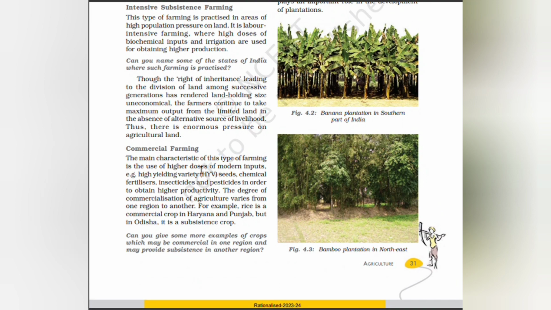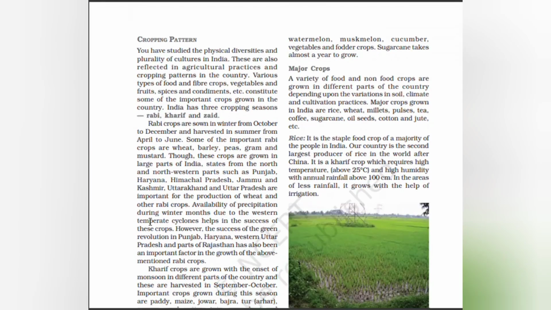Commercial farming. The main characteristic of this type of farming is the use of higher dose of modern inputs, for example, high yielding variety HYV seeds, chemical fertilizers, insecticides, pesticides in order to obtain higher productivity. The degree of commercialization of agriculture varies from one region to another. For example, rice is a commercial crop in Haryana and Punjab, but in Odisha it is a subsistence crop. Bamboo plantation in northeast. Can you give some more examples of crops which may be commercial in one region and subsistence in the other region?